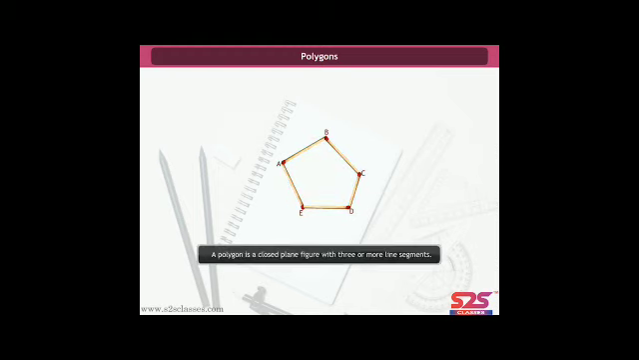Polygon. Take 5 matchsticks and join each matchstick to each other by one end to the other end. The figure we get is a polygon. Hence, we define a polygon as a closed plane figure with 3 or more line segments. The line segments forming a polygon are called its sides. The meeting point of a pair of sides is called its vertex. This polygon has 5 vertices, namely A, B, C, D and E.